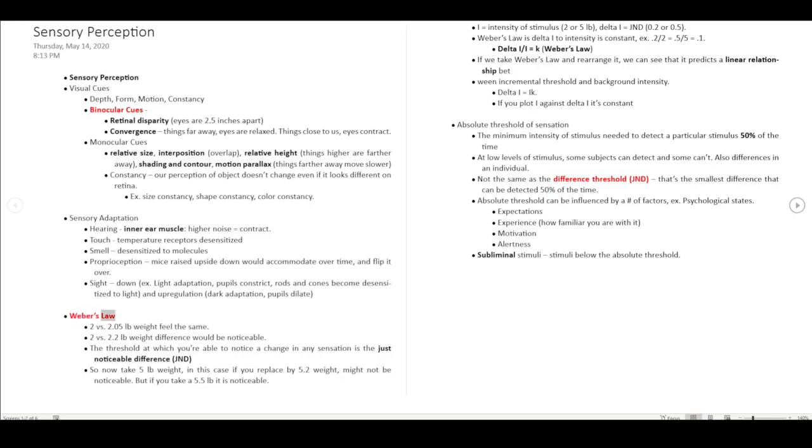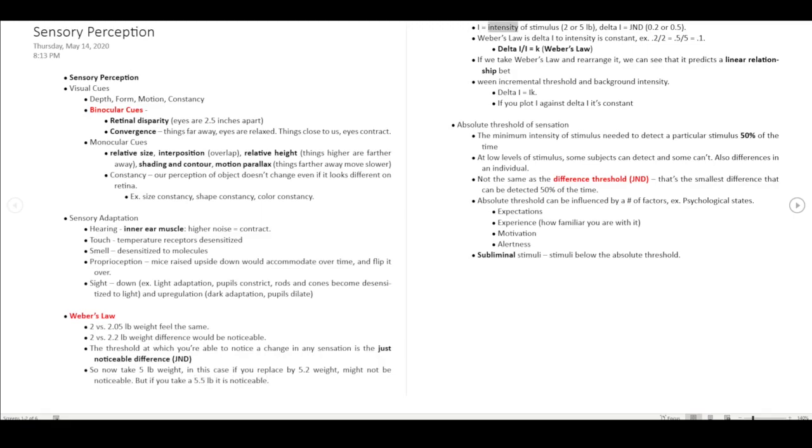Weber's law. 2 versus 2.05 pounds weight feel the same. 2 versus 2.2 pounds weight difference would be noticeable. The threshold at which you're able to notice a change in any sensation is the just noticeable difference, JND. Now take 5 pounds weight; if you replace it by 5.2, it might not be noticeable. But if you take 5.5 pounds, it is noticeable.